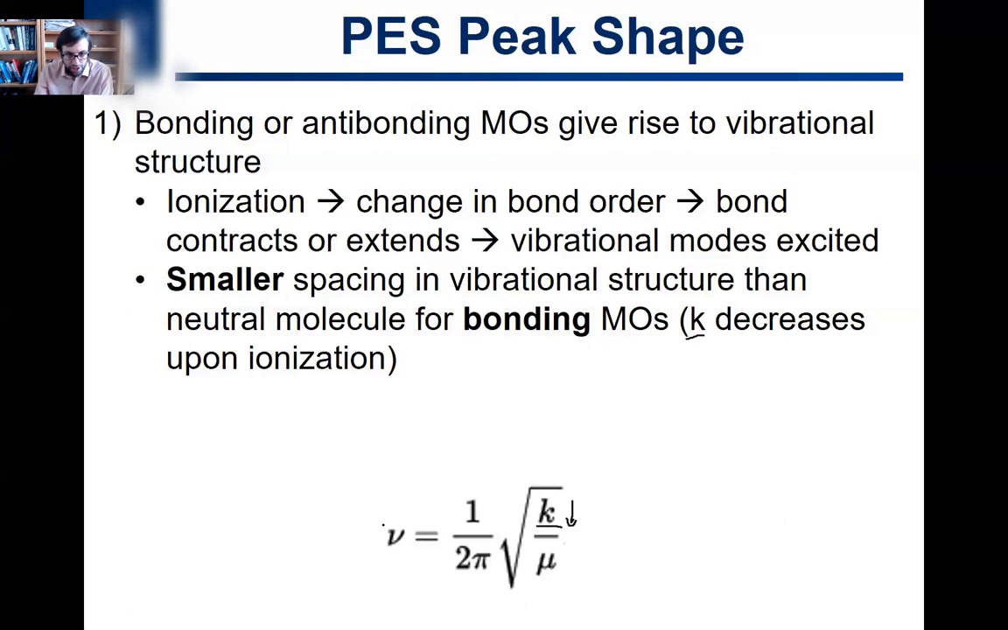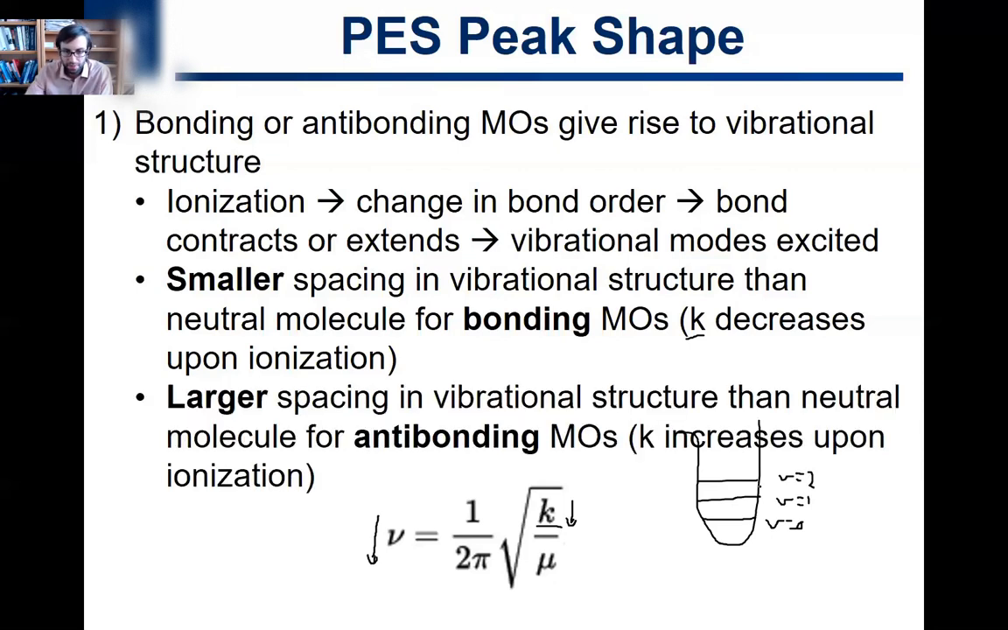your spacing, the vibrational spacing in your well, remember this is the vibrational spacing in the well, right? Where all this is coming from. Here's nu equals 0, etc., nu equals 1. That is going to decrease, okay? And the exact opposite is going to be true for an electron ejected from an antibonding MO. You're going to have a larger spacing because now K is going to go up, right? And so nu is going to go up, okay?